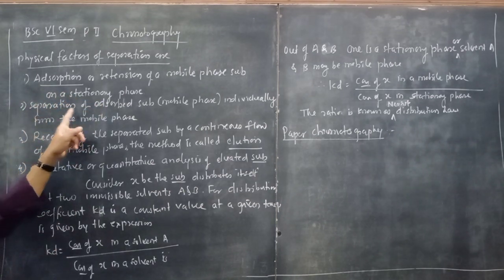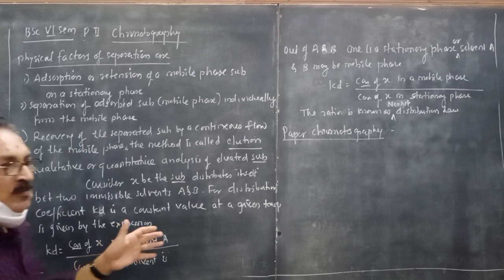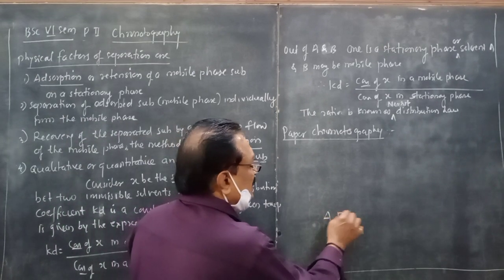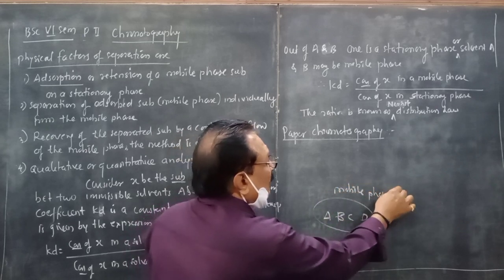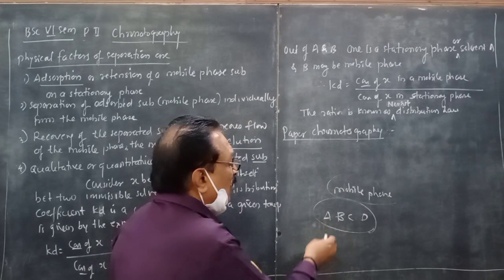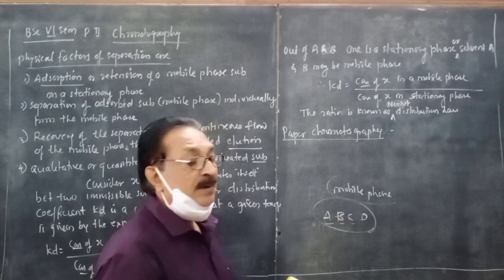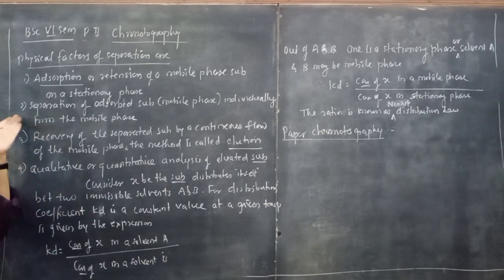The second one is the separation of adsorbed substances, meaning the mobile phase contains a mixture of substances, and those substances are separated individually from the mixed mobile phase. Initially, in the mobile phase, suppose A, B, C, D components are present. When this mobile phase is allowed to move over the stationary phase, what happens? A, B, C, D are separated from one another, and retention takes place. That is the second one.